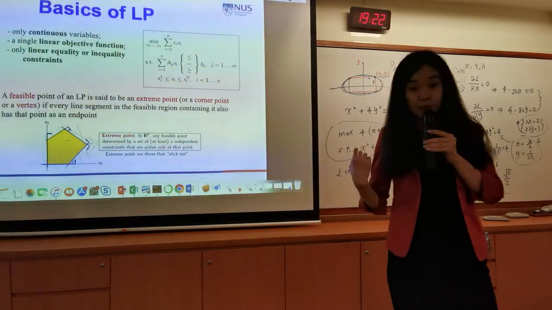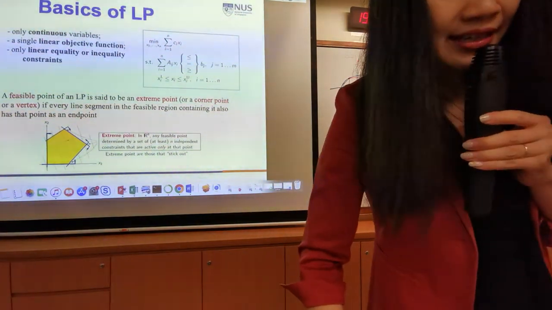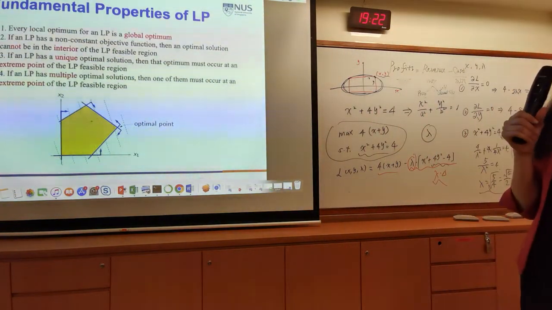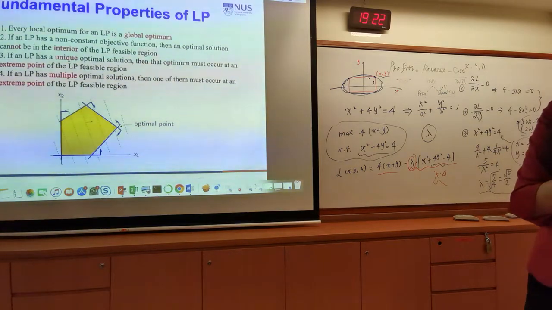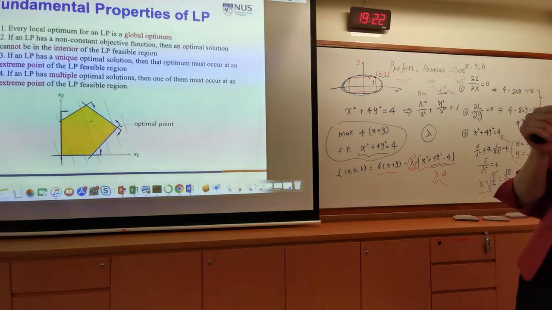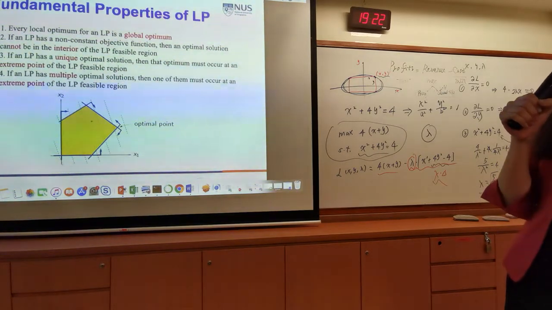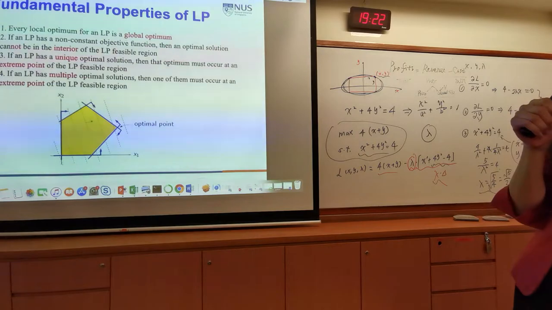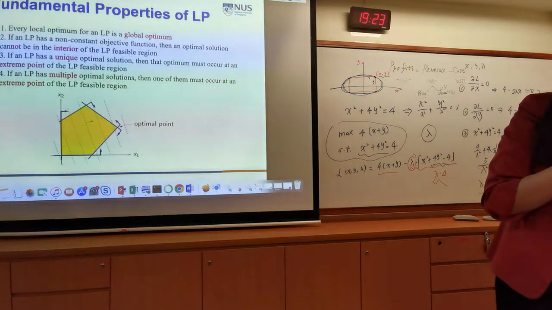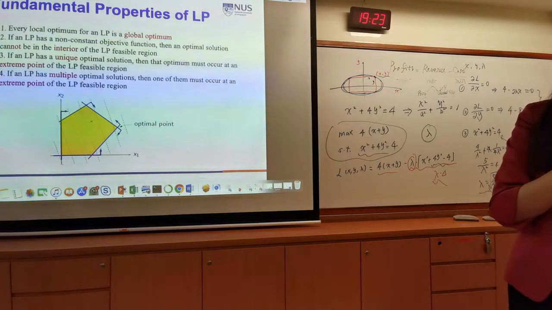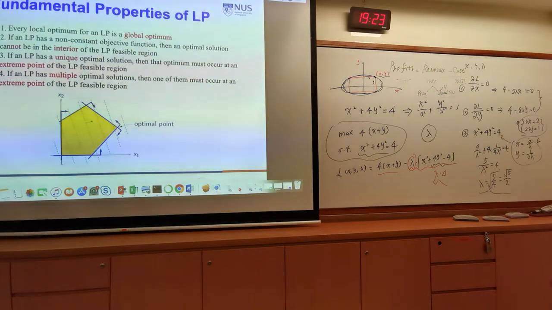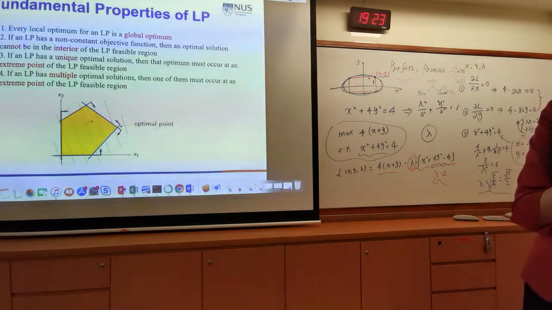We just give the definition of these points first. It's a basic definition of LP. And then these are the fundamental properties. Why do we study linear programming? Why do we want to formulate as LP? Because of this feature: every local optimum for linear programming is a global optimum. This is the most important feature because we have the confidence to say if we solve for this local optimum, it will be our global optimum.